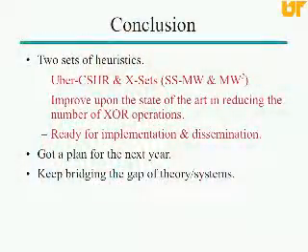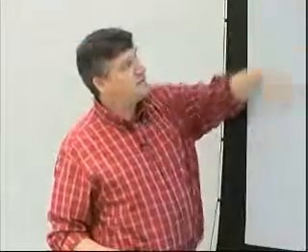Okay, so finally, conclusions. I framed the problem and gave you two sets of heuristics that are ready for implementation. They improve the state of the art. I've told you my research plan for the next year, like you care. Basically, I'm just going to keep on bridging this gap. It's what I do. I'm a systems guy who likes math. So I'm just going to keep on trying to figure out how to get it better. And that's it.